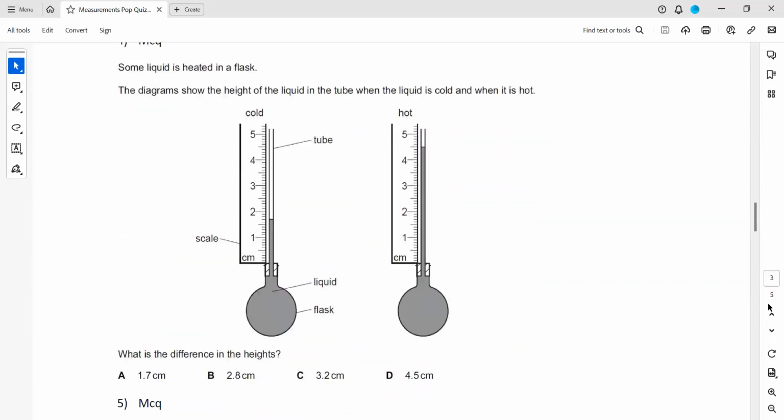What is the difference in the height? So we read the level. This one is 1.5, 6, and 7. So 1.7 is there, and this one is 4.5. So we take a difference, 4.5 minus 1.7. That's equal to 2.8. So B will be the right answer.